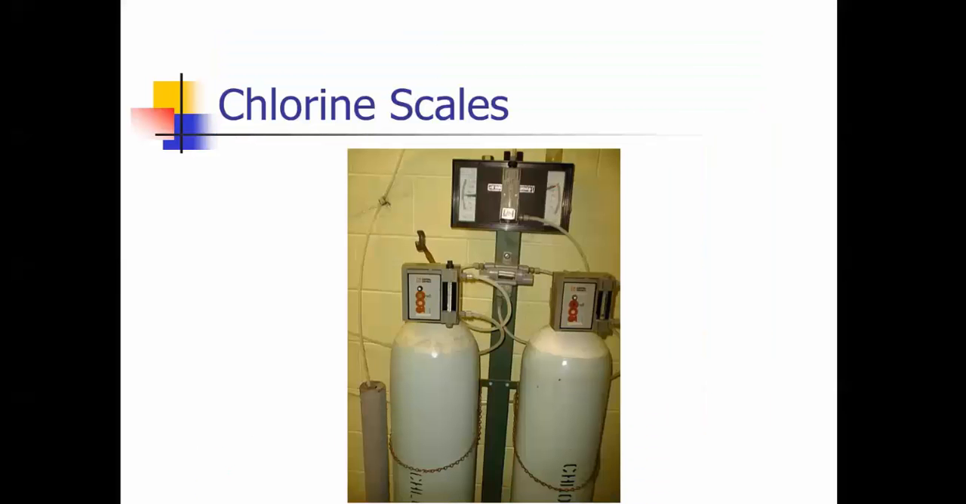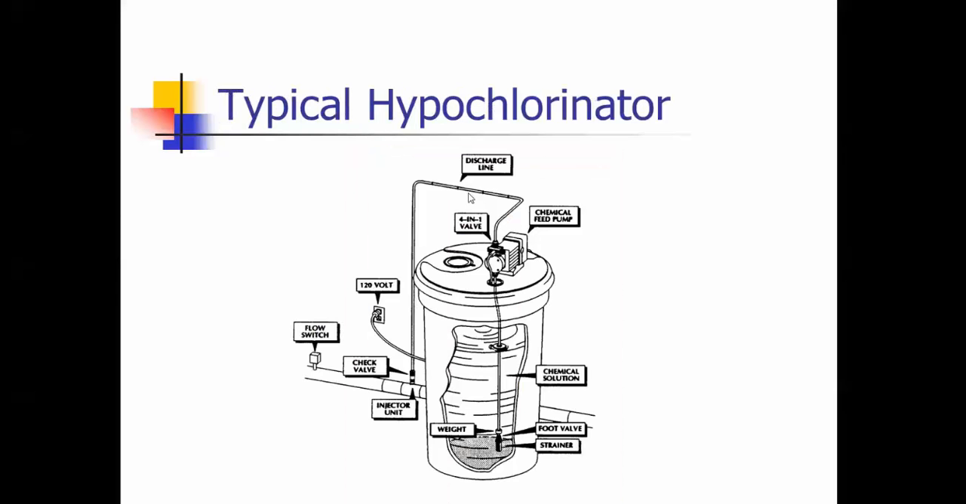Chlorine scales. If you look here, this one is full. You can see on the scale here, this one is about half full, and again they sit on scales, and that's how you can tell what your feed rates are, how much chlorine you're using each day. This is a typical hypochlorinator, and you've got your diaphragm pump on top here, and this goes down inside there. There's a foot valve down in the base of that and a strainer, and this pumps and it's injected into the system at this point here.